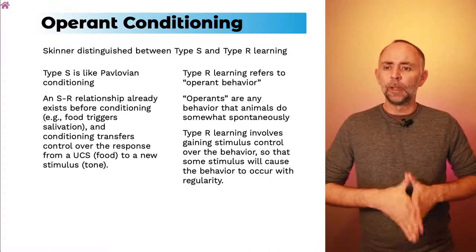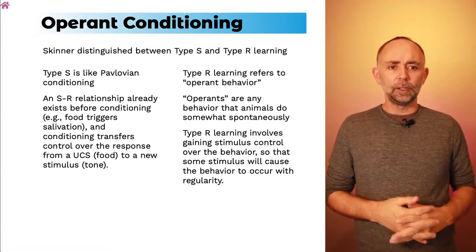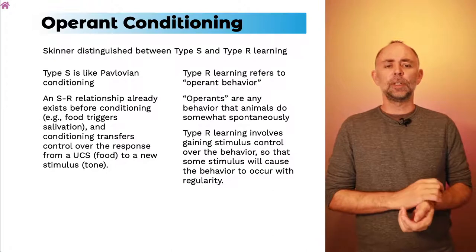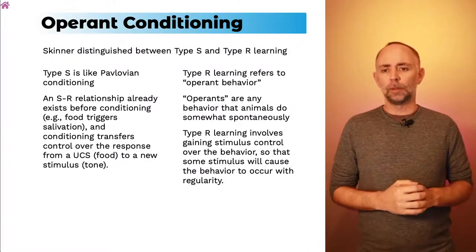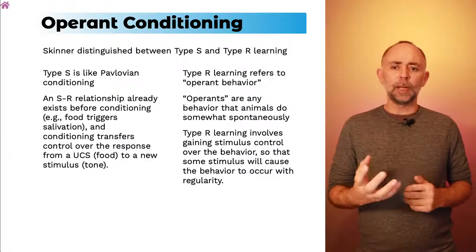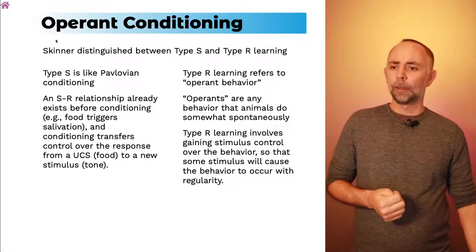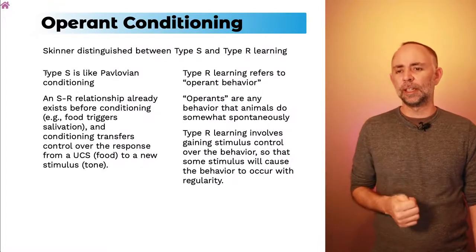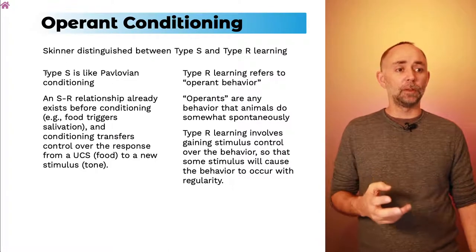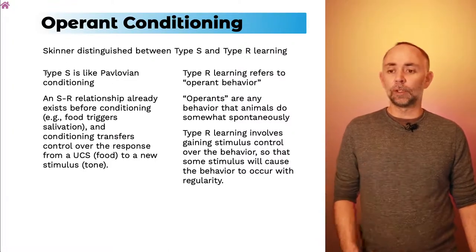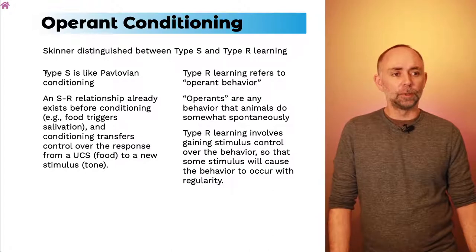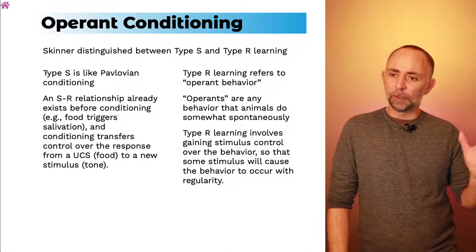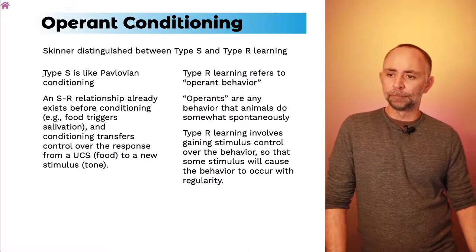First of all, what is operant conditioning? Skinner distinguishes between two kinds of learning, type S and type R. There's a lot of terminology here. That was one thing that he did a lot of. He tried to come up with his own set of terms for his own descriptive system. So it's kind of hard to remember what they all mean sometimes.